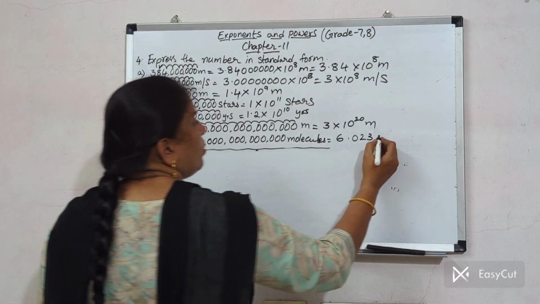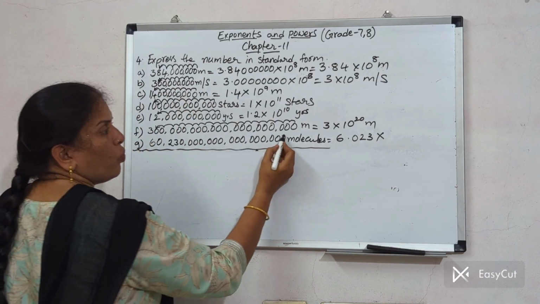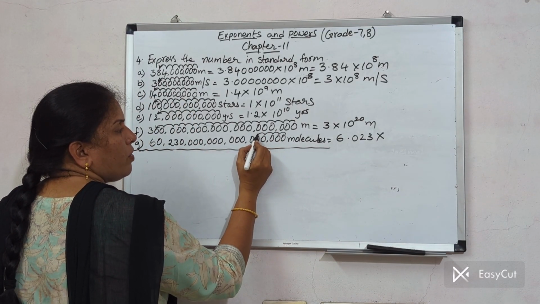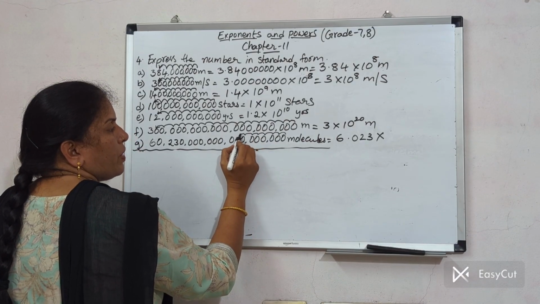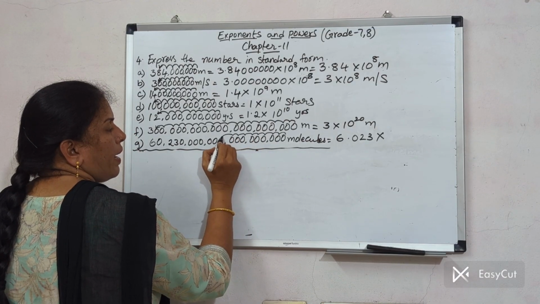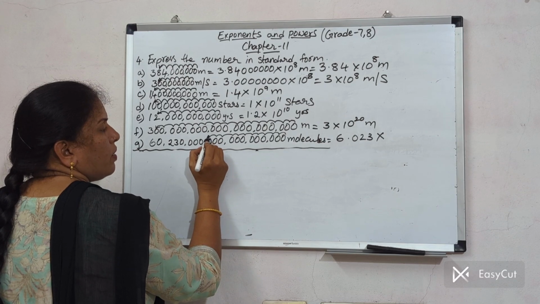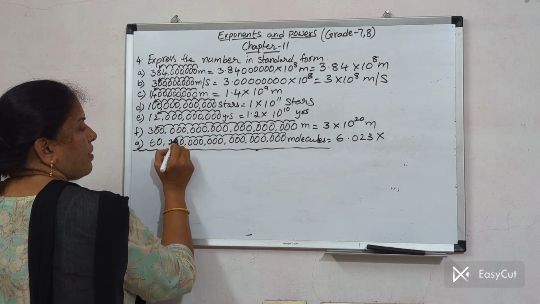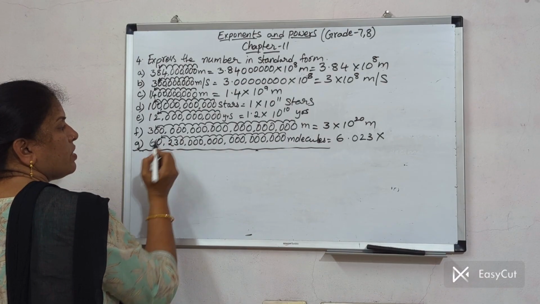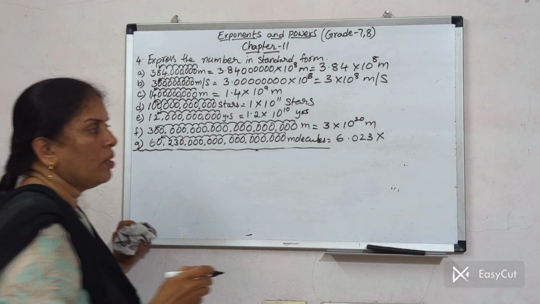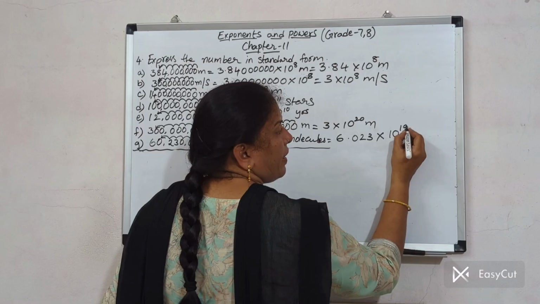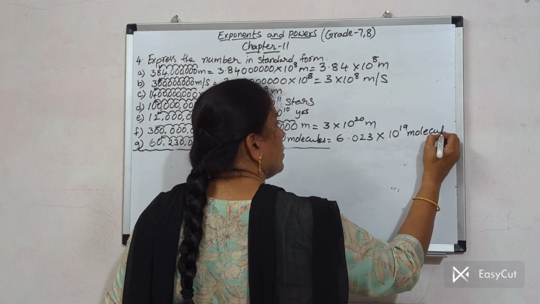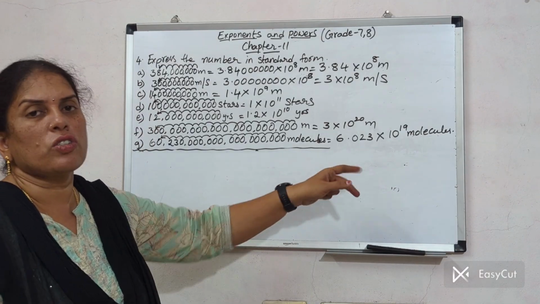Okay. Into how many digits before I moved? 1, 2, 3, 4, 5, 6, 7, 8, 9, 10, 11, 12, 13, 14, 15, 16, 17, 18, 19 digits before I kept the point. So 10 to the power of 19. Molecules. Understood now? Like this we must find out.